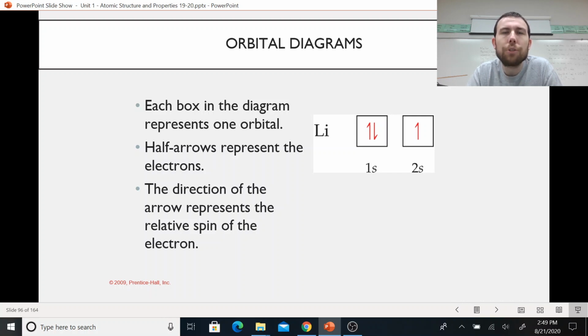Now, in order to adhere to some of the rules that we've talked about, the direction of the arrow is going to represent the relative spin of the electron. And if you think back to the Pauli exclusion principle, it communicated that no 2 electrons in the same orbital can have the same exact spin. So in that 1s orbital, for those 2 electrons, we have one that's up and one that's down to designate that opposite spin.